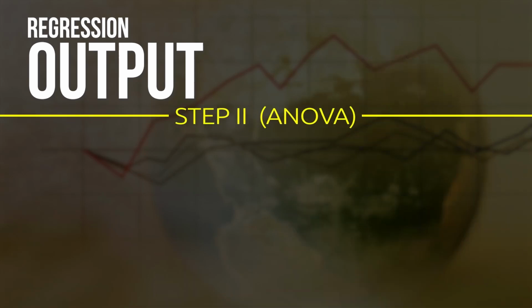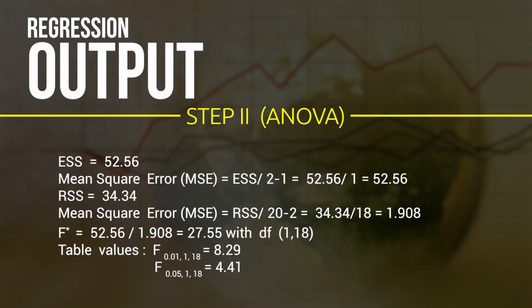So in this particular case, we get these values as per the ANOVA. First of all, we have the ESS, which is the explained sum of squares, 52.56. The degrees of freedom is 2 minus 1. Why 2? Because alpha and beta are the two unknown population parameters which are to be estimated, and minus 1. So after subtracting, we get 52.56 divided by 1, and we get the value of MSE underscore 1.